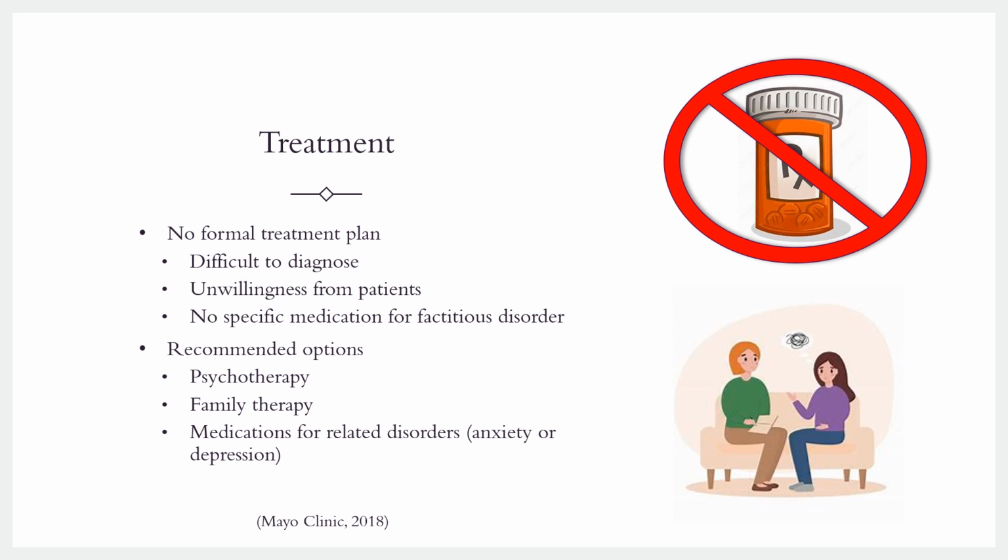The best recommendation for treatment is the use of psychotherapy. The main goal is to better understand the underlying mental health issues a patient is experiencing. Family therapy is also used to support patients with a greater social network. If the patient is also diagnosed with other disorders, such as generalized anxiety disorder or depression, medications can be used to alleviate symptoms. However, this can be a challenge because one behavior of factitious disorder is overuse of medications.